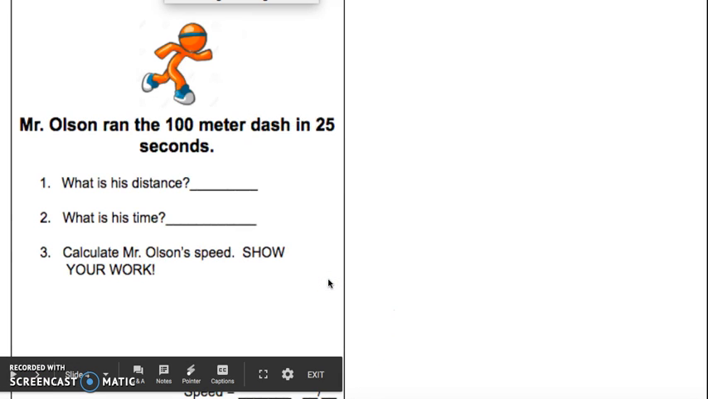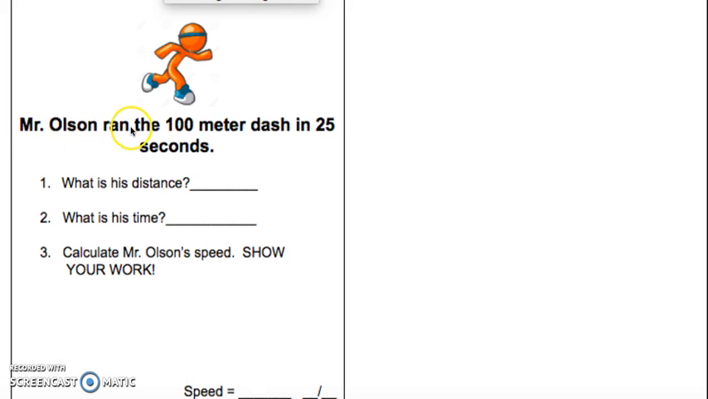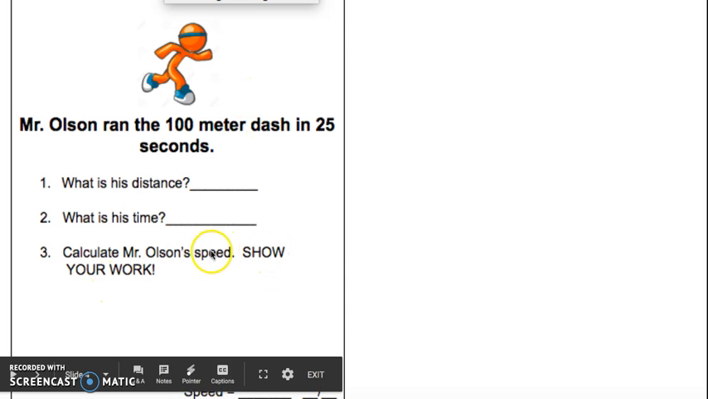All right, students, number 2. Mr. Olson ran the 100-meter dash in 25 seconds. So now again, you're going to write what is his distance from the problem, what is his time, and you're going to calculate his speed. Okay? Remember your formula for speed. Speed equals what? Put in your numbers, and then down here, don't forget your units for both distance and time. Press pause, press play when you're ready to go on.